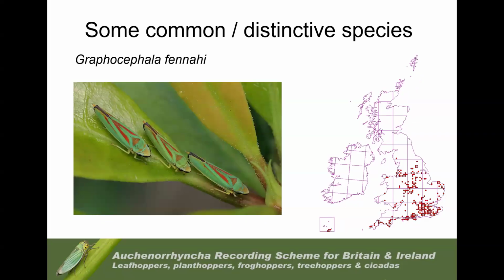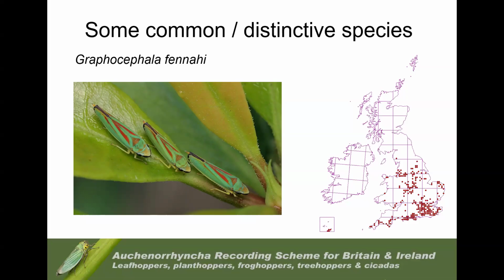Another very distinctive one, Graphocephala fennei, the so-called rhododendron leafhopper, by virtue of the fact that it feeds exclusively on rhododendrons. A large species with these distinctive red lines through a green background. It's a non-native species in this country, so it was introduced with imported rhododendrons back in the 1930s. So nearly 100 years ago, in London, I think in Kew Gardens, in fact, and has been spreading ever since.